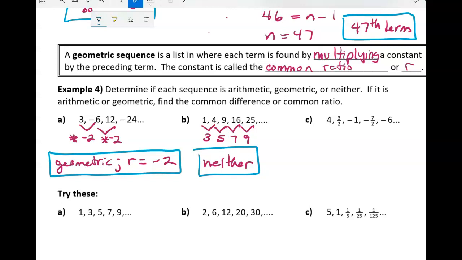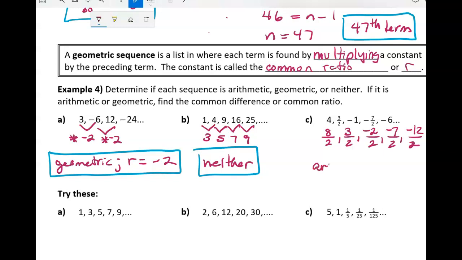In C, we may benefit from giving ourselves a common denominator here. So 4 is 8 halves. -1 is -2 halves. And -6 is -12 halves. And if we do that with this sequence, what we can observe is that our numerators are decreasing by 5. So each term is decreasing by 5 halves.